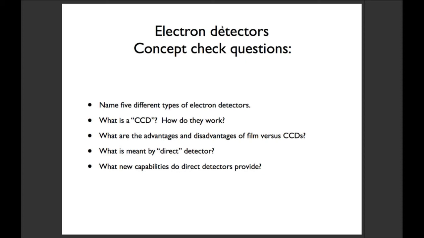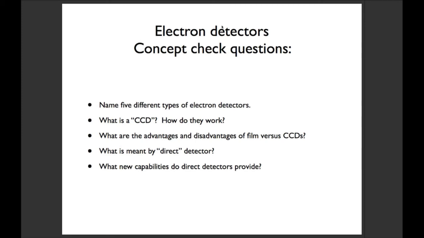Film is larger, high resolution, but it's very, very tedious to work with and a very slow technology, whereas the CCD has fast readout, high contrast, high dynamic range, but a smaller field of view. And direct detection is just defined as being able to detect each electron event instead of converting it into another type of signal.